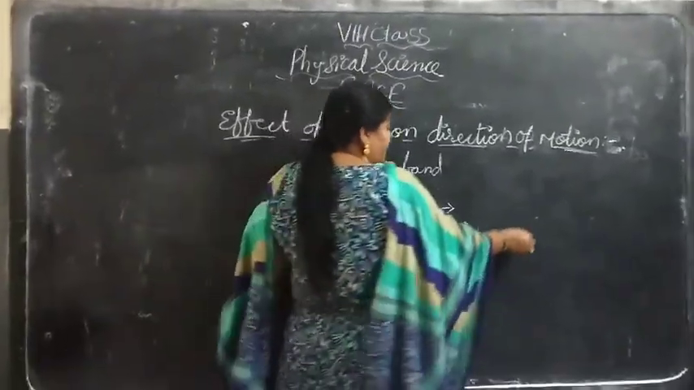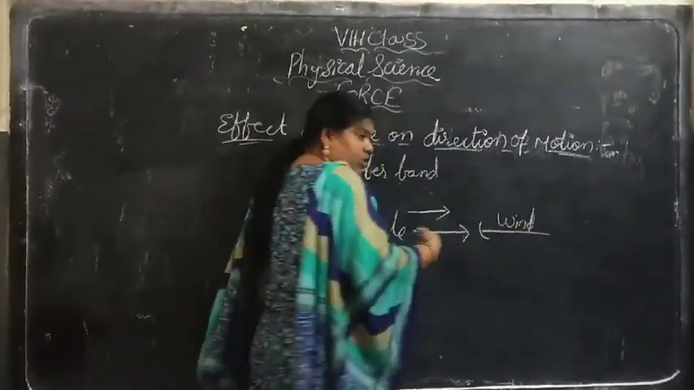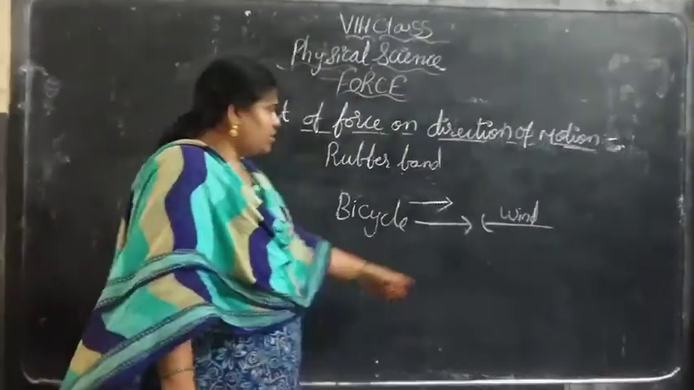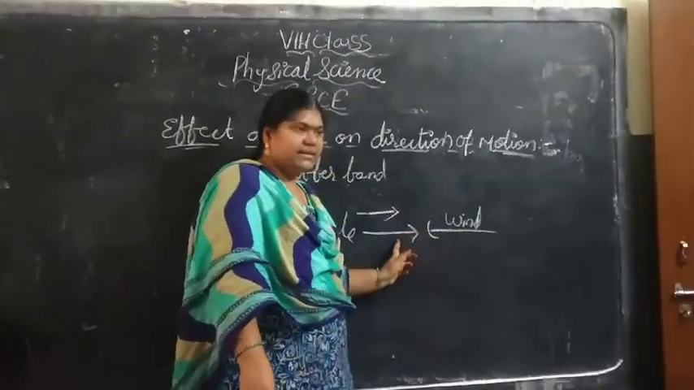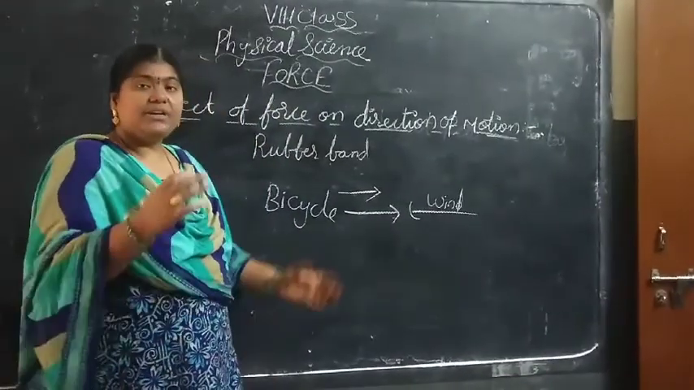But if the wind blows in the opposite direction to this bicycle, what will happen? Because of the force of the wind, you can see that in this case the wind stops.